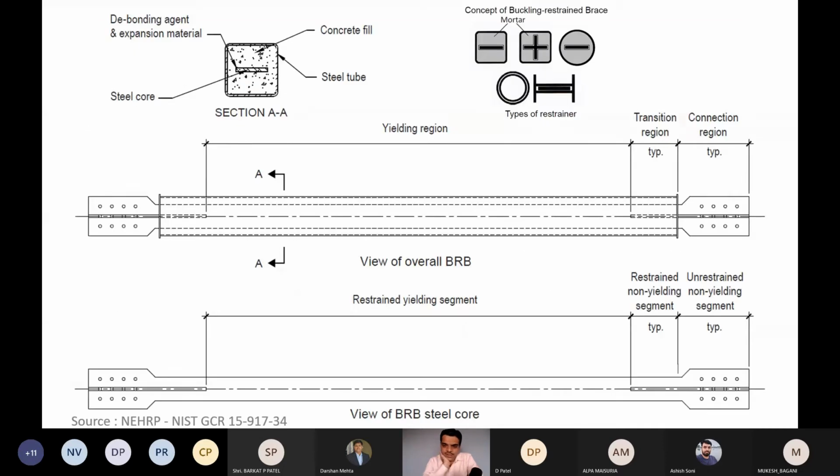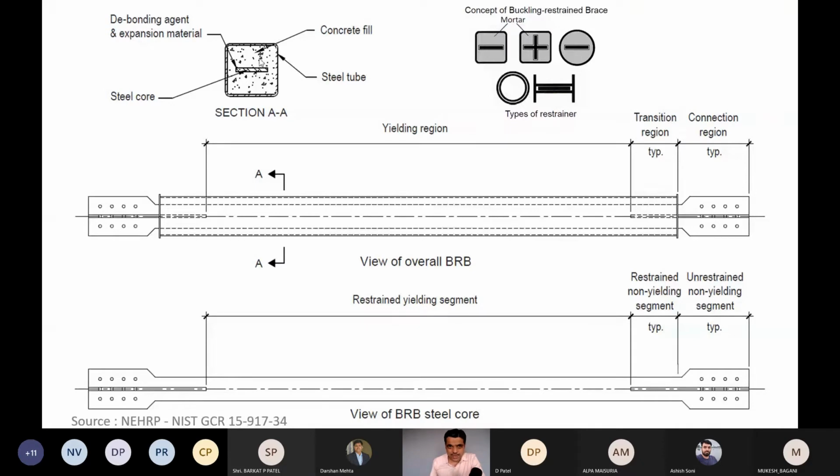Okay, so now what we see on the screen is the longitudinal section, elevation, and the cross sections of BRB. First, let us see section AA. In section AA we can see that there is a steel core. It is nothing but a steel plate, right? I hope you can see the steel plate. And this is the steel plate which will carry the compression as well as the tension.